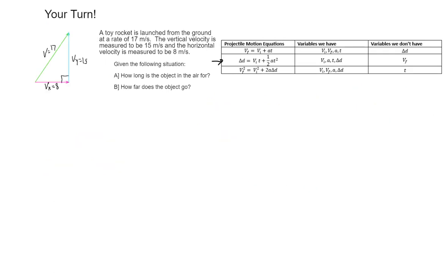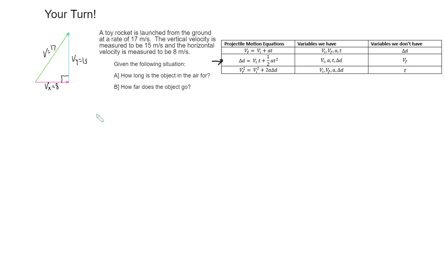All right, your turn. Here's another projectile motion problem. This time, the toy rocket has a velocity of 17 meters per second, in which the vertical velocity is 15 meters per second, and the horizontal is 8 meters per second. Pause the video and see if you can solve this on your own.